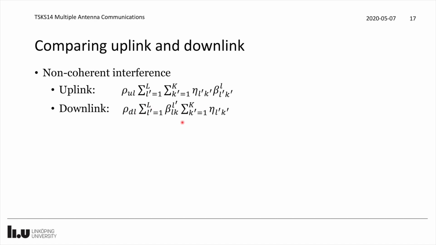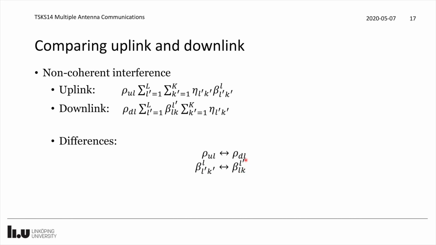We still have a summation over all of the users. We still have a beta term, but with different indices. This is the large-scale fading coefficient from base station L prime to me as a receiving user. So the differences are that we should switch rho uplink to rho downlink when we go from uplink to downlink, and we should switch the indices here on the beta terms. So where we have primes, we should not have primes, and the other way around.